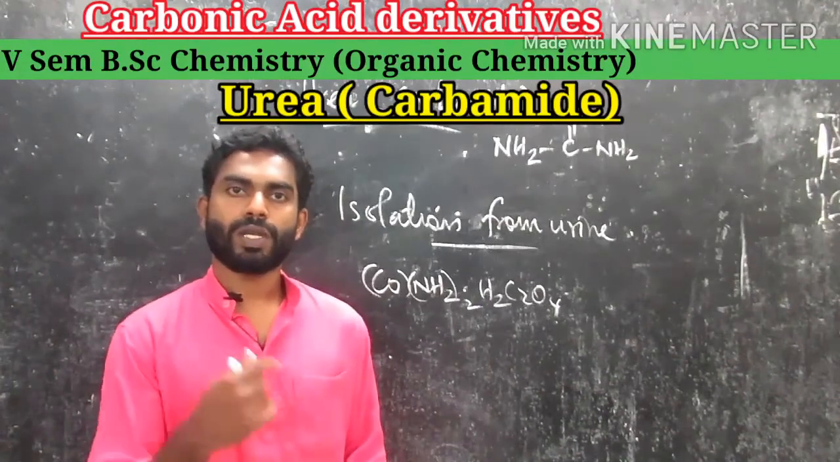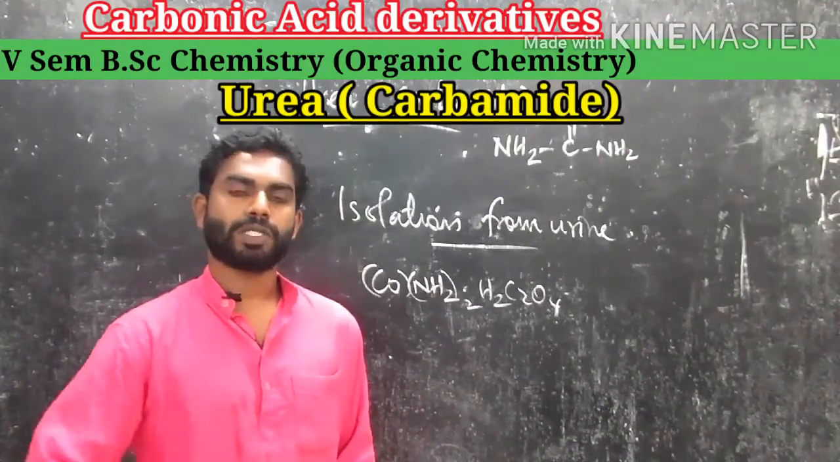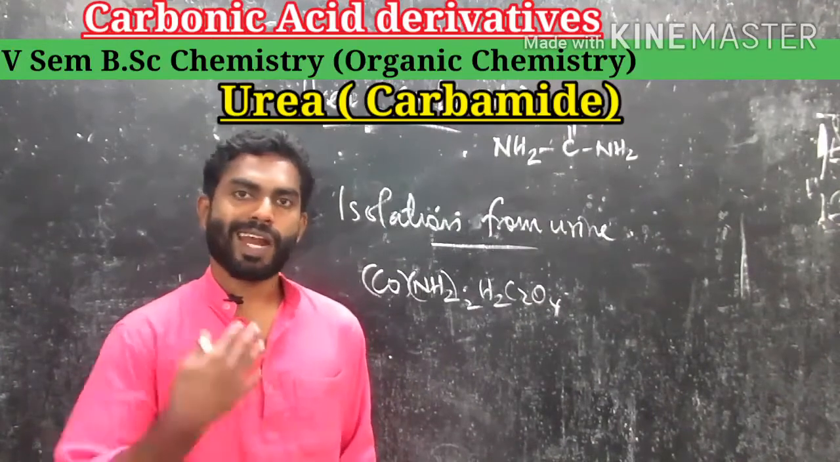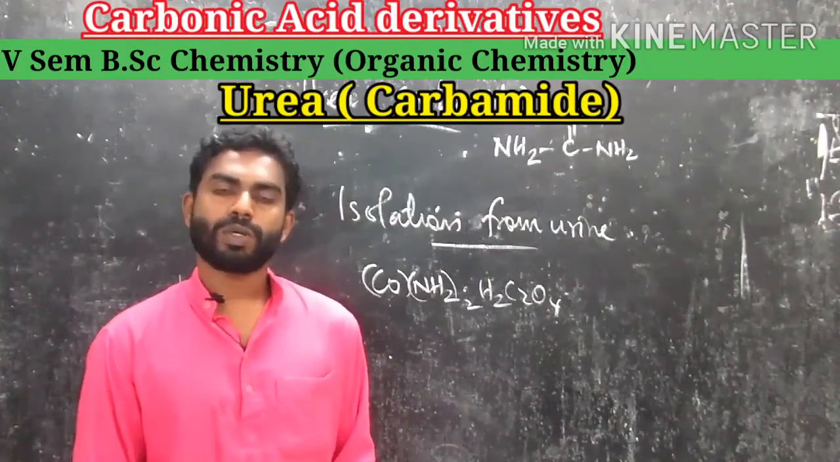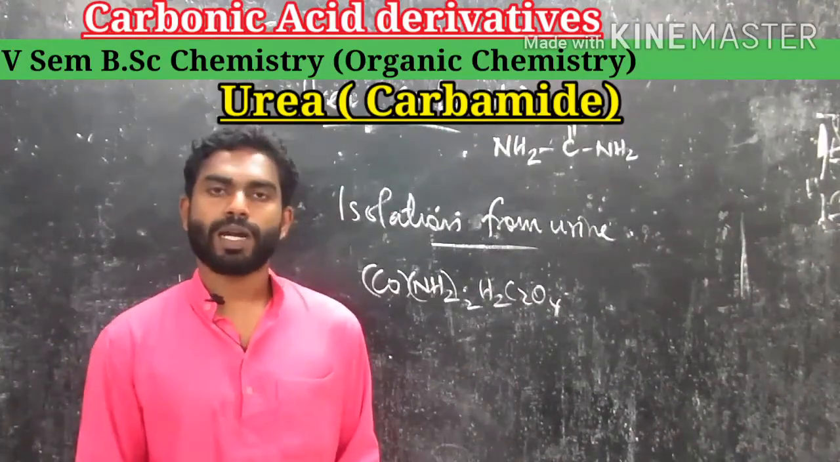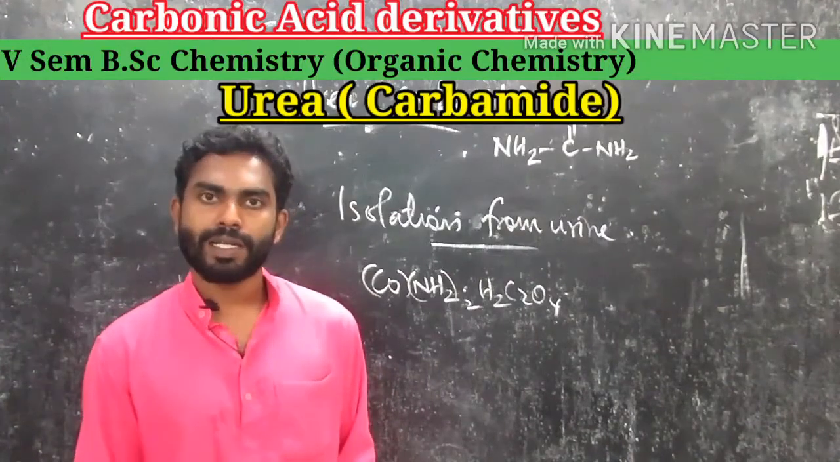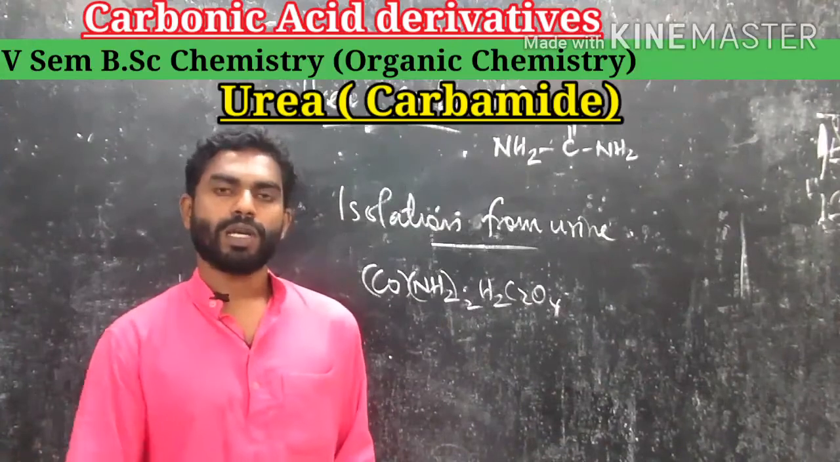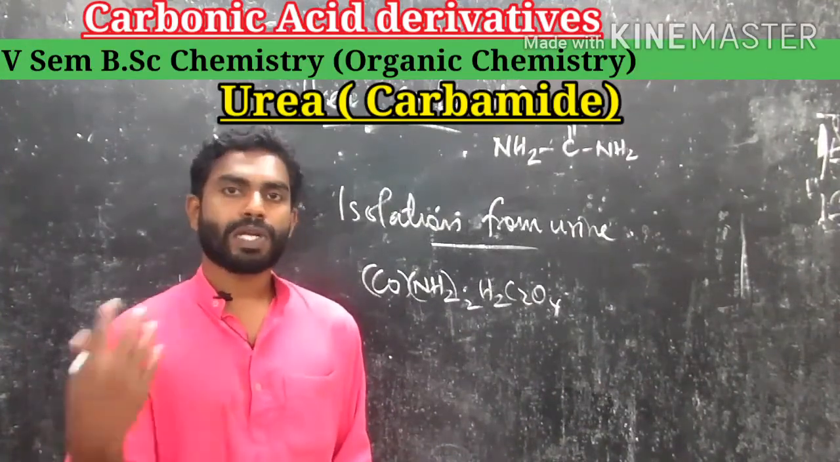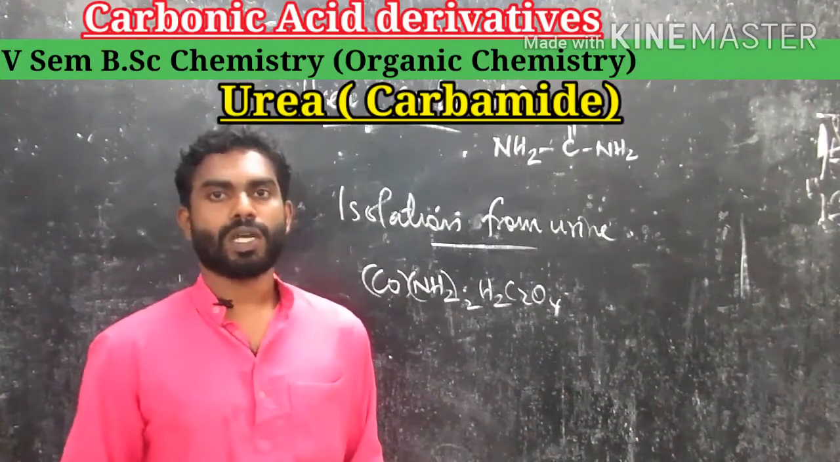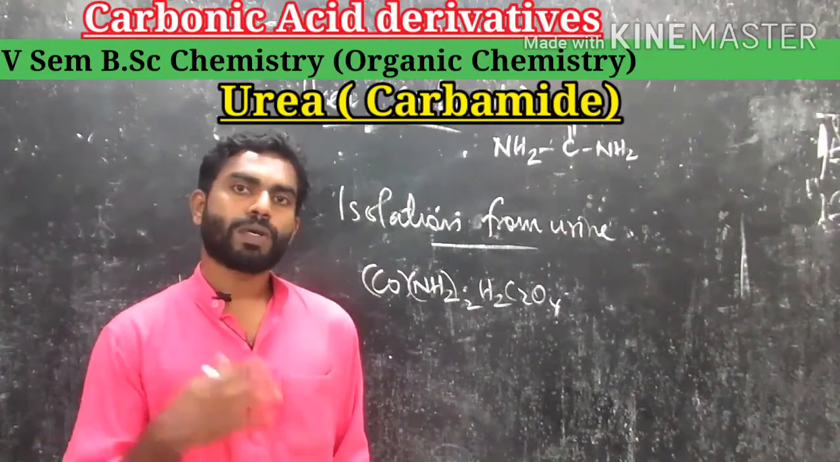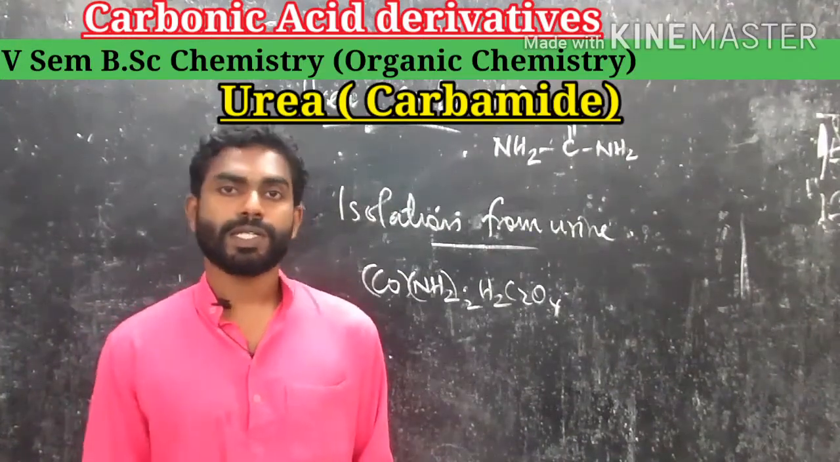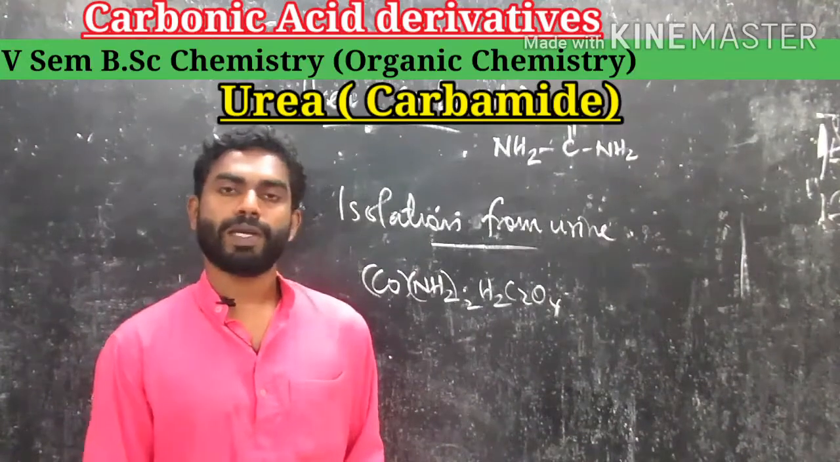So urine is concentrated, oxalic acid is added to give urea oxalate, then aqueous calcium carbonate is added and oxalate is precipitated as calcium oxalate. Then the solution is filtered, the filtrate concentrated, and the crystals separated and recrystallized from alcohol.